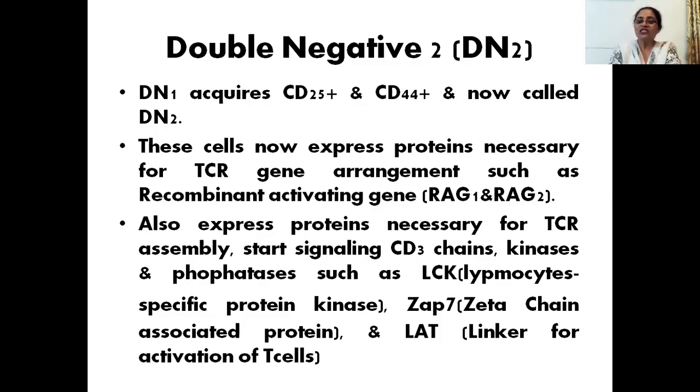They are expressing proteins for TCRs. What are TCRs? TCRs are T cell receptors. These are the receptors which are going to receive the antigens. So what happens? The T cell receptor gene rearrangement machinery, such as recombination activating genes RAG1 and RAG2, gets activated here, while some proteins necessary for the assembly of the TCR are also expressed.